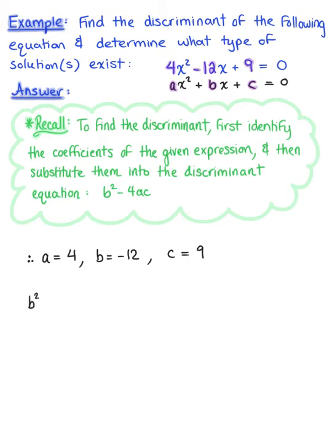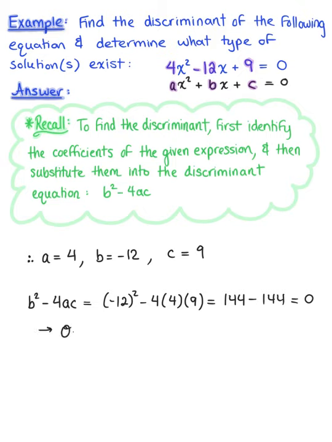So we can say that our discriminant, b squared minus 4ac, is equal to negative 12 squared minus 4 multiplied by 4 times 9. So we have negative 12 squared leaves us with 144, minus 4 times 9, which is also equal to 144. So 144 minus 144 is equal to 0. So therefore, since this discriminant is equal to 0, we know that this quadratic equation will have one real solution.